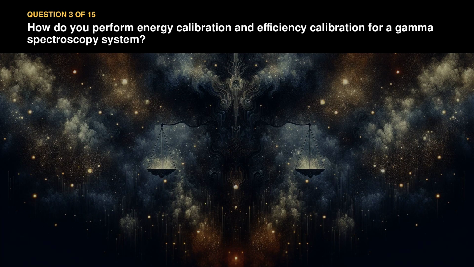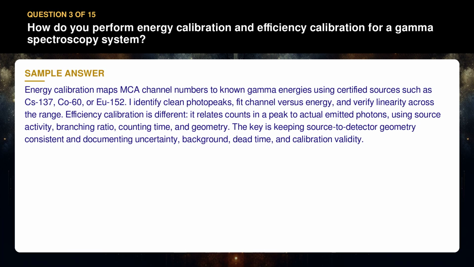Question 3. How do you perform energy calibration and efficiency calibration for a gamma spectroscopy system? Energy calibration maps MCA channel numbers to known gamma energies using certified sources such as Cs-137, Co-60, or Eu-152. I identify clean photopeaks, fit channel versus energy, and verify linearity across the range.